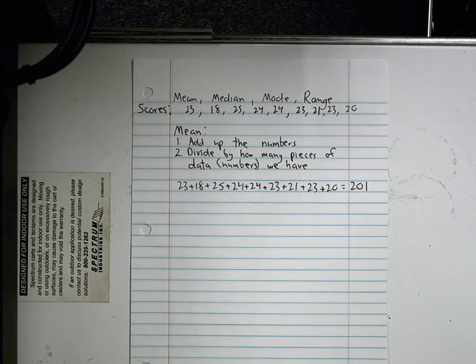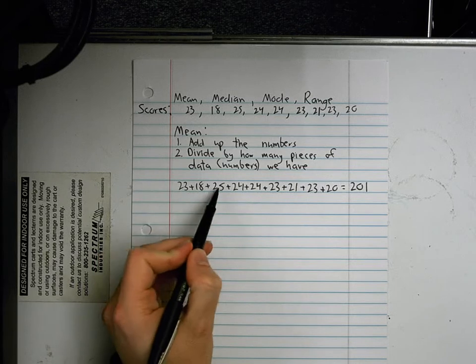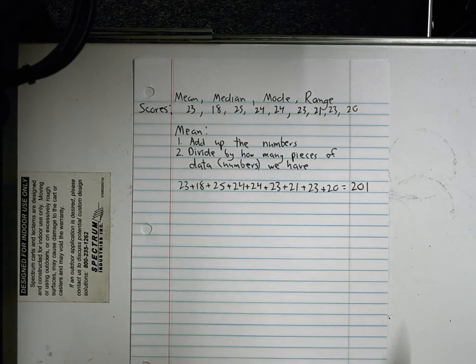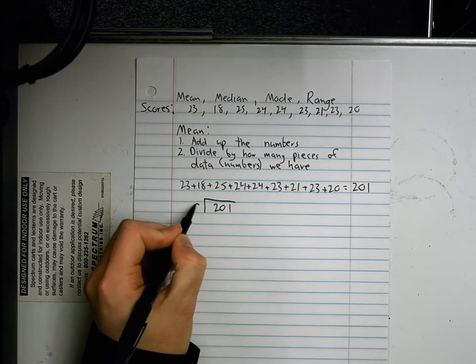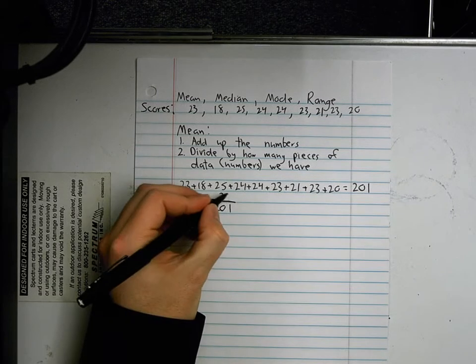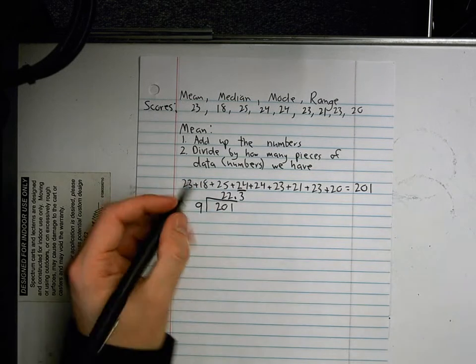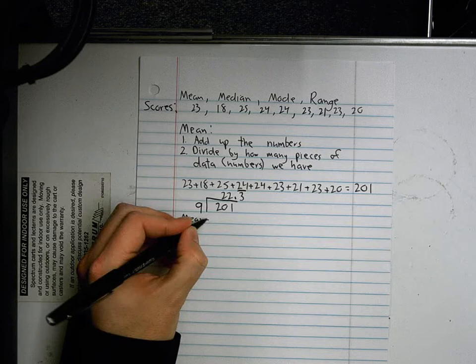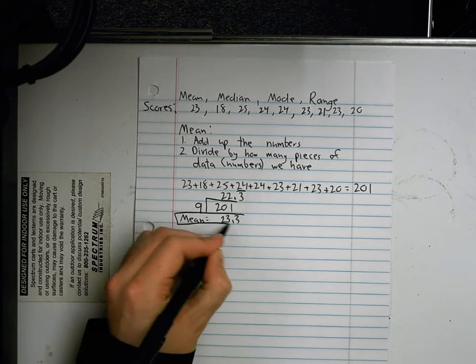But I'm not done yet, am I? Step 2 is divide by how many pieces of data or numbers I have. So I had 1, 2, 3, 4, 5, 6, 7, 8, 9. So I have to take 201 and divide it by 9. And a lot of times, when you're dividing, they're not always going to be whole numbers. This is actually going to be a decimal. It's actually going to be 22.3 with a line over it, okay? So my average, my mean, if I'm going to round to the nearest tenth, is 23.3. Okay?